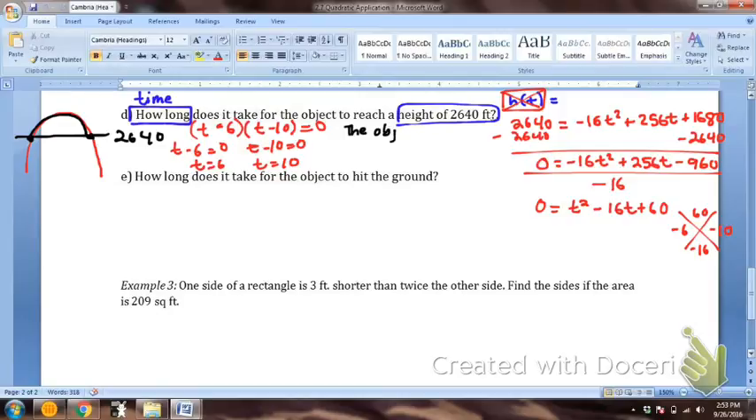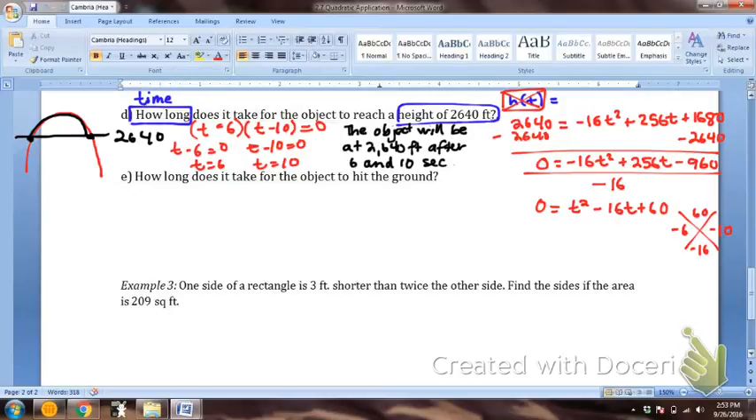All right, so then our sentence is going to be, the object will be at 2,640 feet after 6 and 10 seconds. All right, questions on that one? Again, I'm trying to do problems like you're going to have in your homework, okay? The wording is almost identical in your homework. We just changed some numbers.